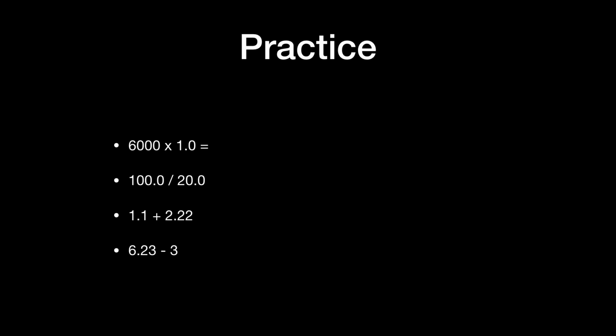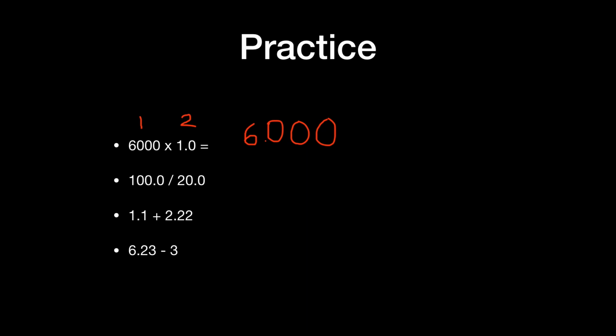Alright, first one, 6,000 times 1.0. It's multiplication, so we want to have the least number of sig figs. This has 1, this has 2. So my answer needs to have 1 sig fig. So if I take 6,000 and multiply it by 1.0, what does that give me? That gives me 6,000. 1 sig fig still. Pretty easy there.